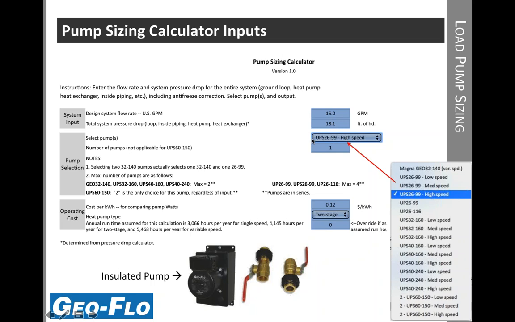It's important that I pick a pump that is compatible with chilled water applications, and I'll get to that later on. In this case, I'm picking a UPS 26-99 on high speed. I could select medium or low as well, but I'm going to start with high and see where we end up.